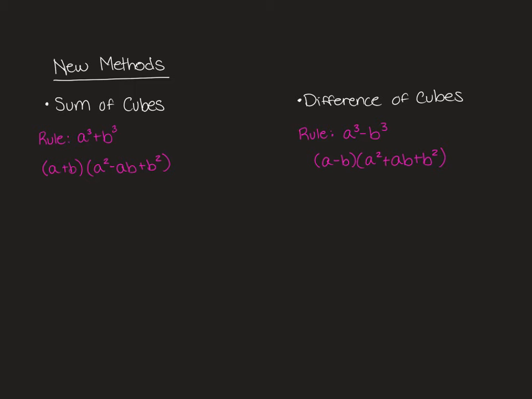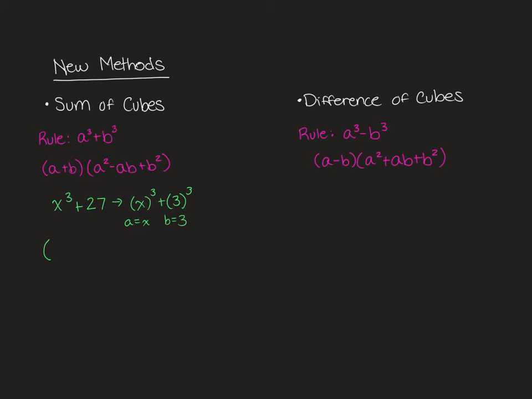So let's look at an example. Let's look at x cubed plus 27. So this is the same as saying x cubed plus 3 cubed. So your a and b, your a is x and your b is 3. So we just plug those into the formula there.